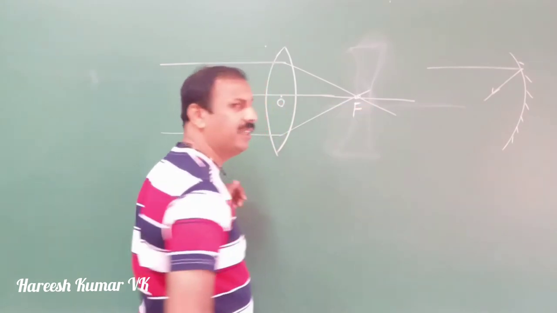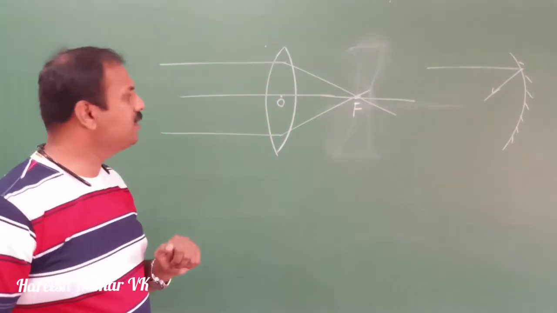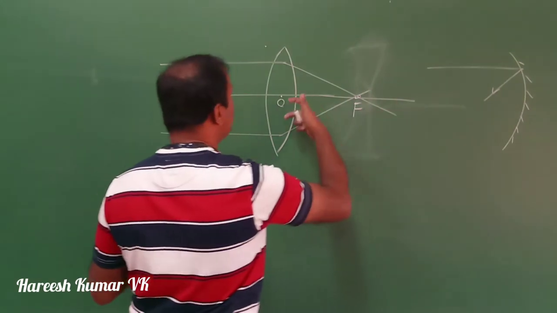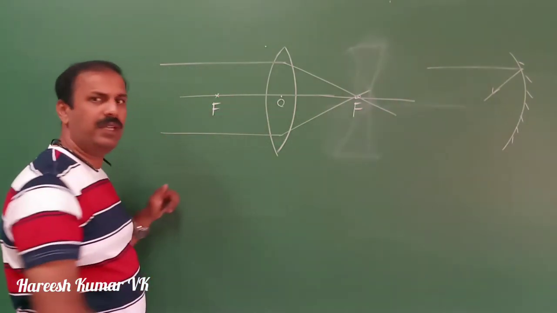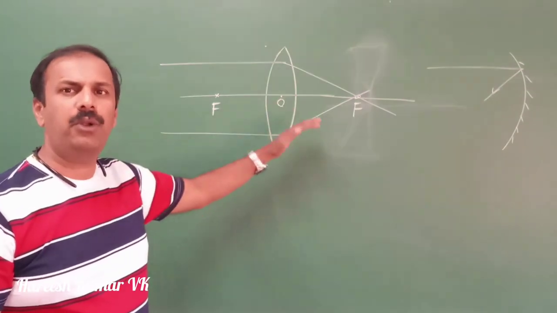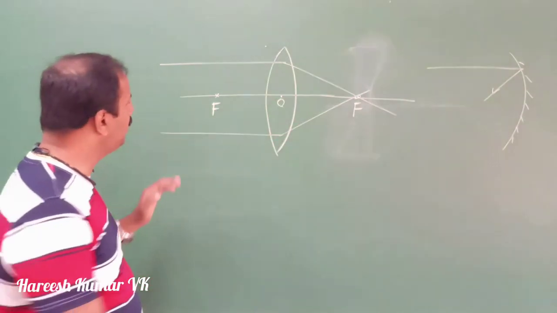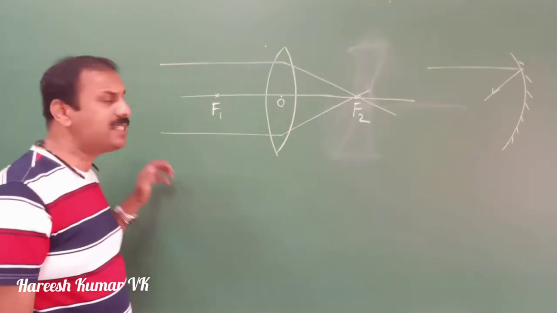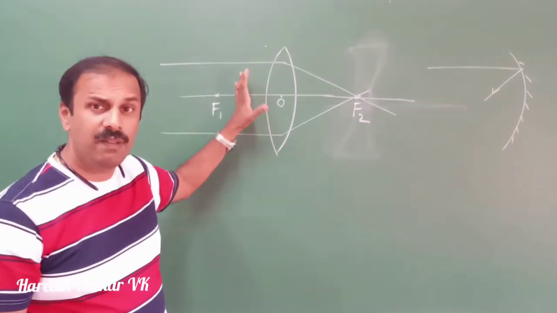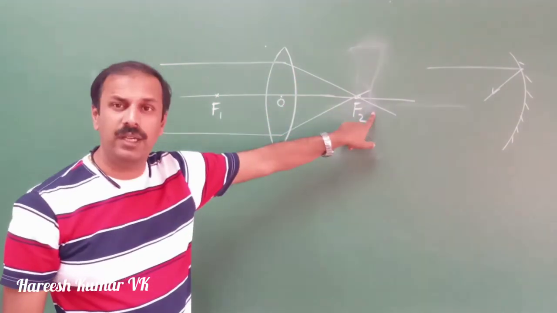Okay, F we will write. But there is one more difference in this one. If the light is coming from this side, here we will get another focus also. That's why, in order to avoid that confusion, we will take this side as F1, this side as F2. So the rays which are coming parallel to the principal axis will focus to F2 here.